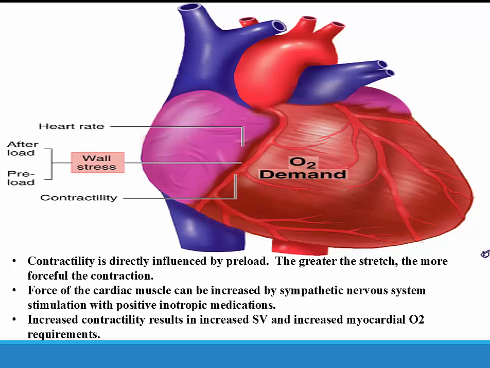Contractility is directly influenced by preload. The greater the stretch, the more forceful the contraction. The force of the cardiac muscle can be increased by sympathetic nervous system stimulation or positive inotropic medications. Increased contractility results in increased stroke volume and increased myocardial oxygen requirements.